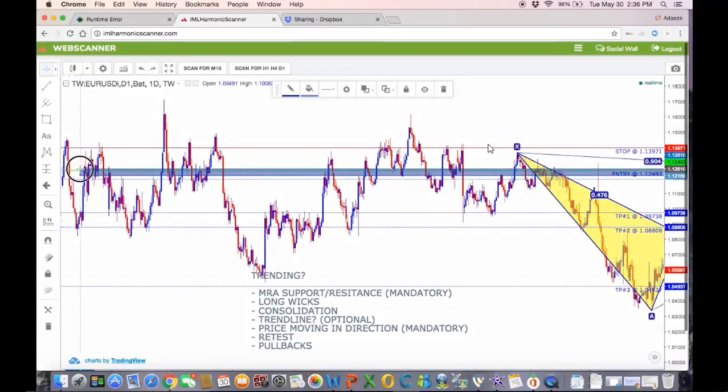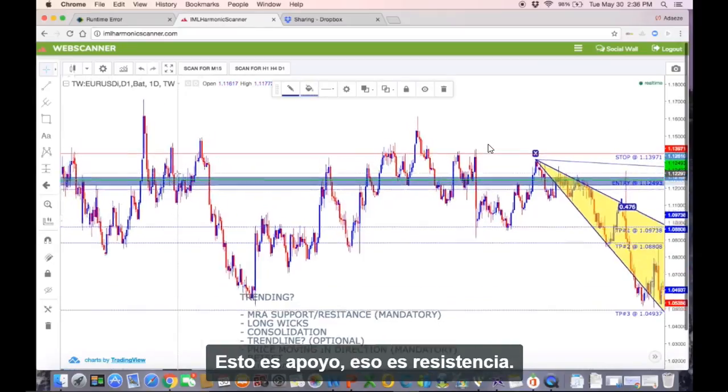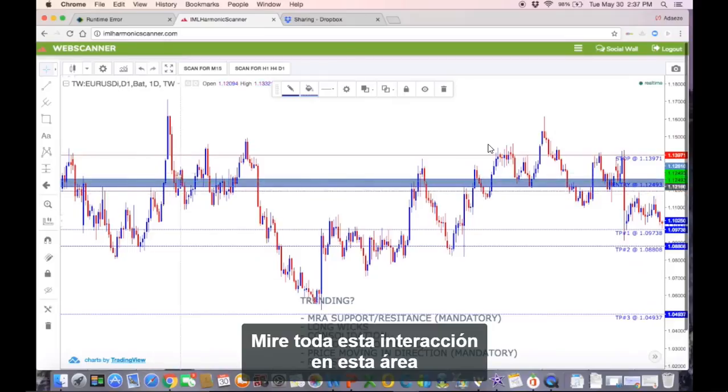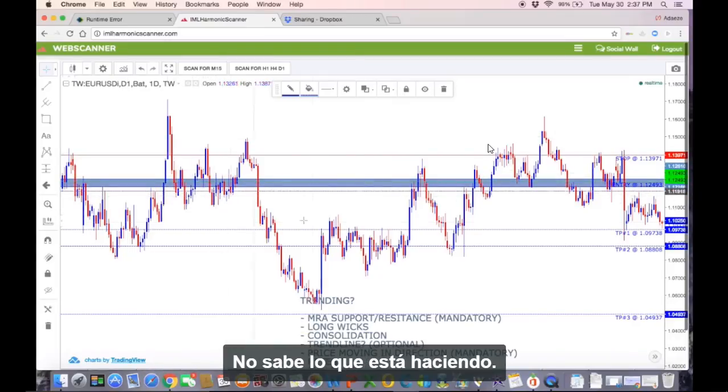You can see that. I'll stop right here. It's just a lot of action happening. Look at all that resistance and all those wicks. There's some, not resistance, this is support. That's resistance. Look at all of this interaction in this area where price just came in. It's like it got electrocuted. Just doesn't know what it's doing.